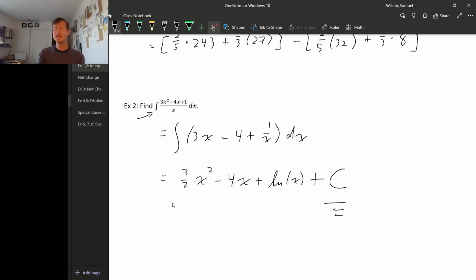The lesson to take from these two examples is, don't forget that you can do algebra on your integrand to turn it into something that's easier to guess an antiderivative for, and don't forget your constant of integration.